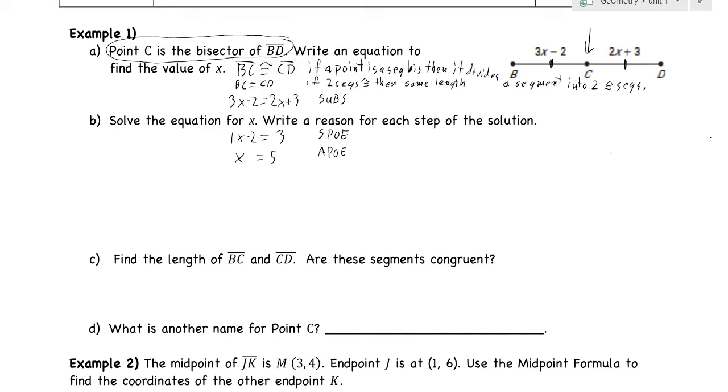Find the length of BC and CD. Are these segments congruent? So BC is 3x. We're going to substitute in the 5 minus 2. So 15 minus 2 is 13. We're going to go to the other one, CD, which is 2x plus 3. Substituting what we know, x equals 5. 2 times 5 is 10. And 10 plus 3 is 13. We substituted and simplified a couple times.